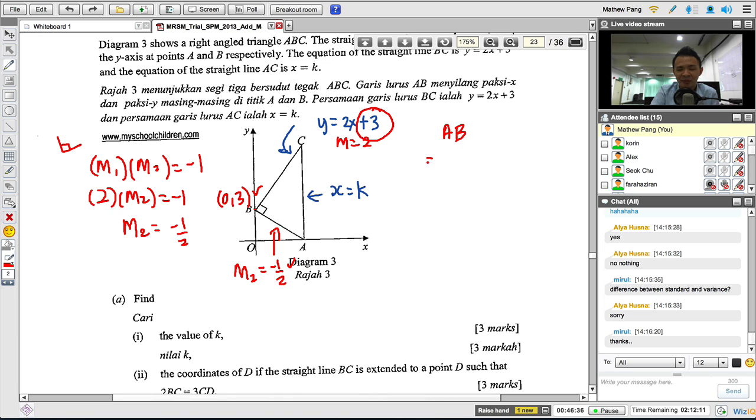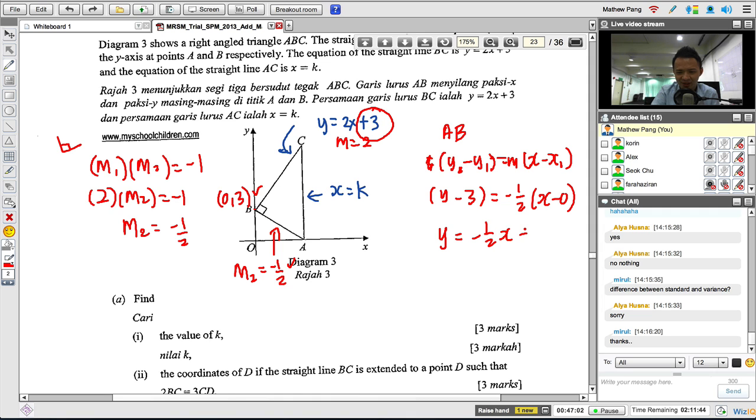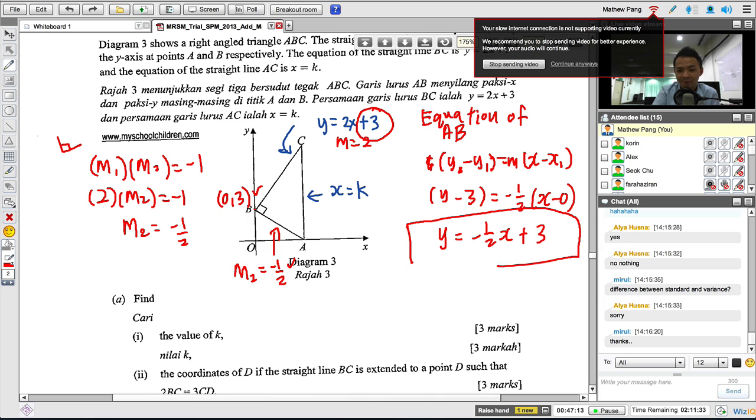So the equation of AB will equal what? y minus y1 equals m times x minus x1. My y1 is 3, so y minus 3 equals m, and m is just -1/2, times x minus 0. Then I solve this: y equals negative half x plus 3. This will be the equation of AB. I write the equation here. This is the equation of AB.